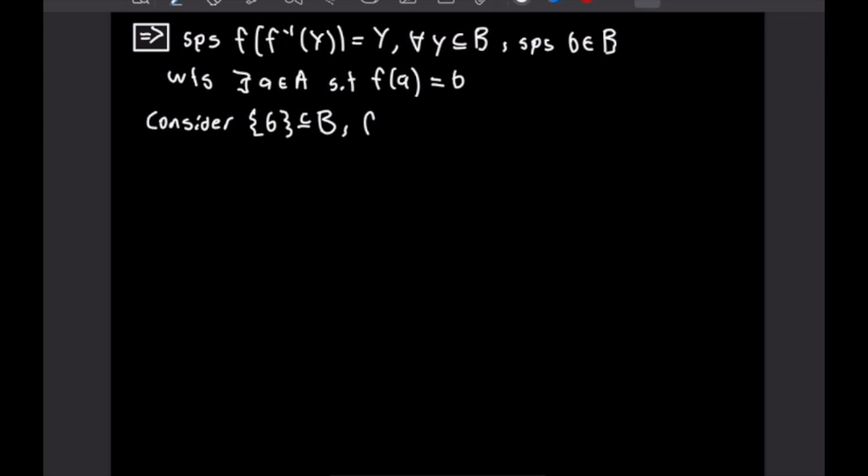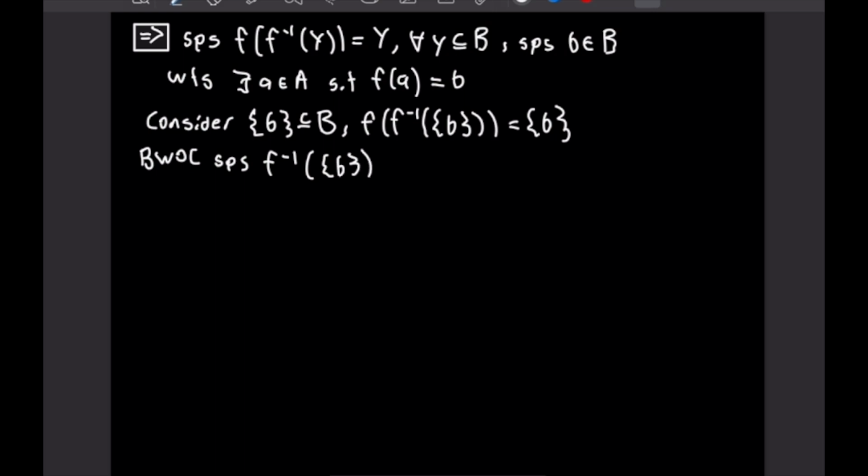From our assumption, that means that the image of the pre-image of our singleton {b} will be, of course, equal to {b}. Now we're going to do a proof by contradiction to show that the pre-image of our singleton {b} is non-empty, and then we can finish this proof off. So by way of contradiction, we're going to suppose that it is empty and arrive at a contradiction. So we're going to suppose that the pre-image of our singleton {b} here is equal to the empty set.